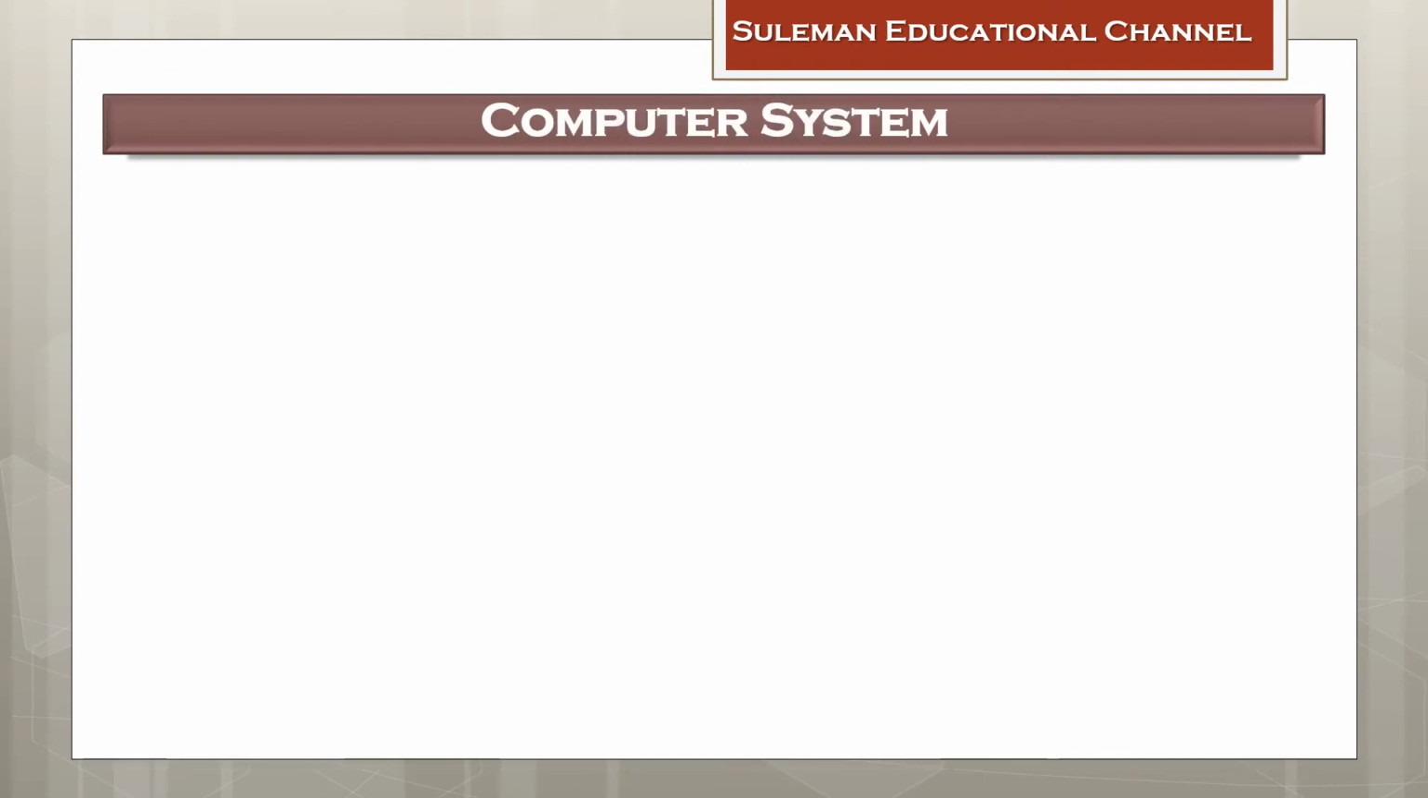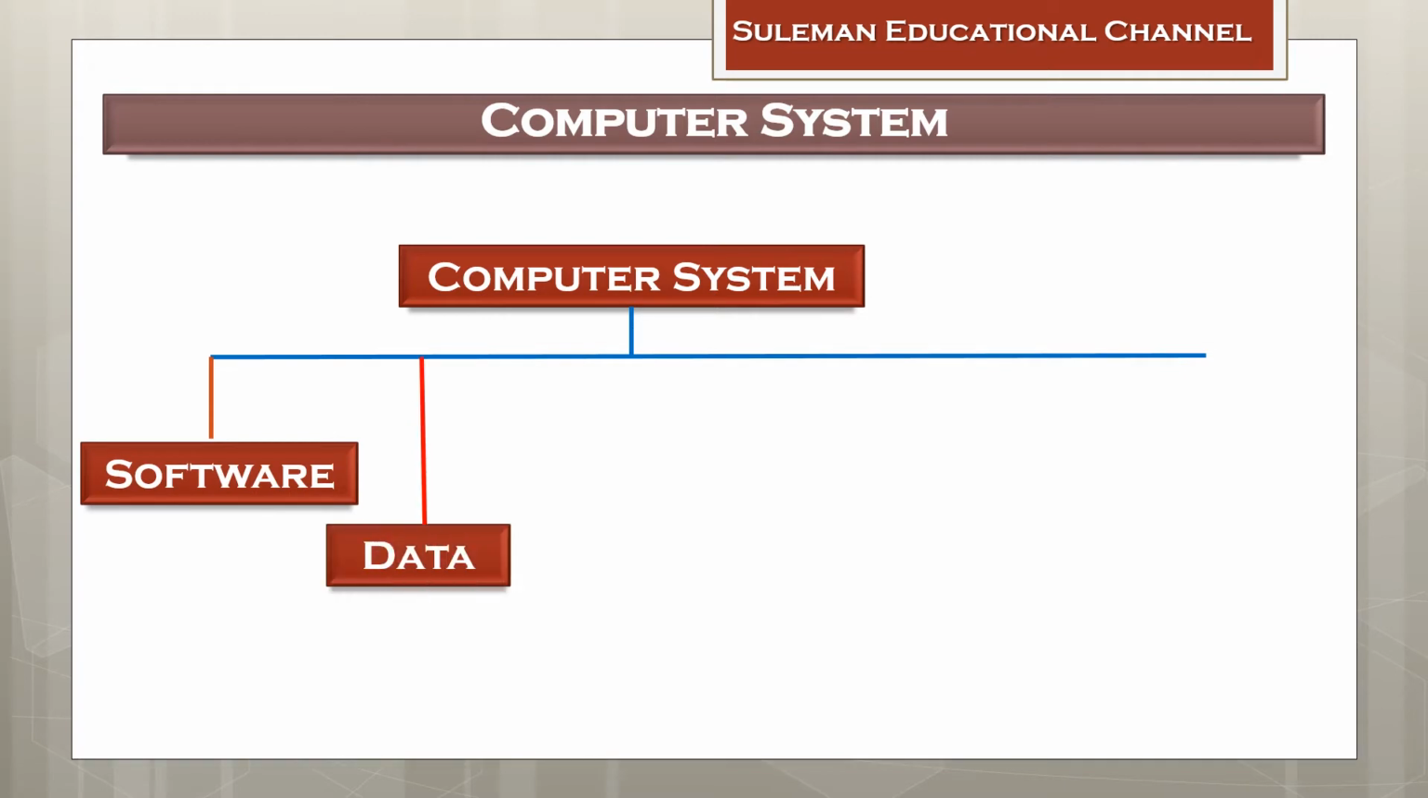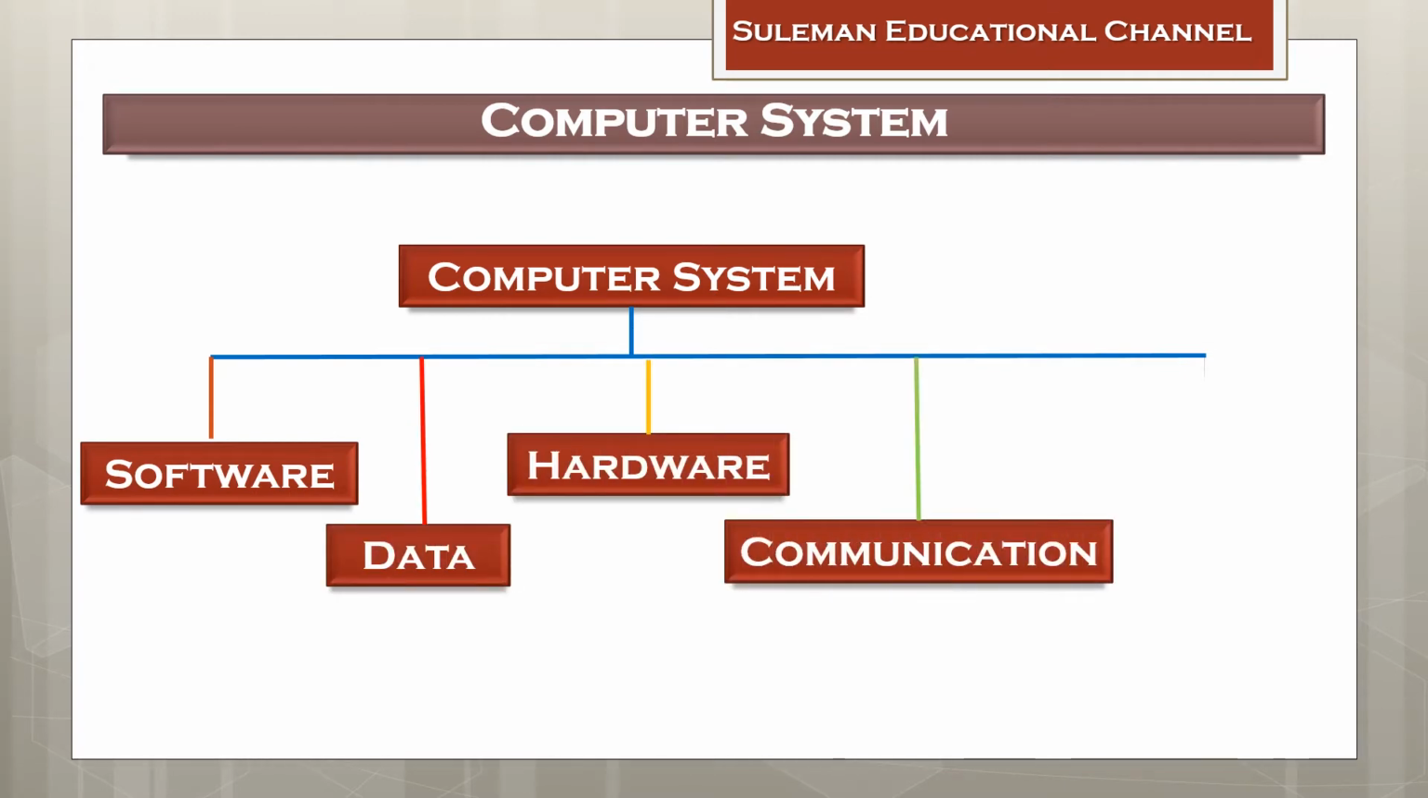In this part, we will discuss what a computer system is. A computer system is made up of software, data, hardware, communications, and people. Each computer system can be divided up into a set of subsystems. Each subsystem can be further divided into subsystems and so on until each subsystem just performs a single task.